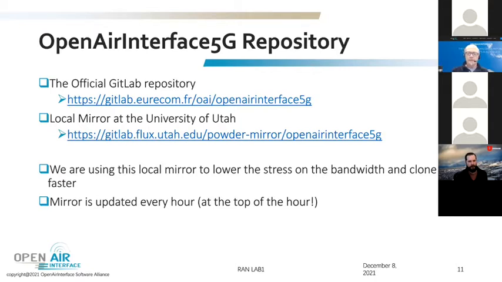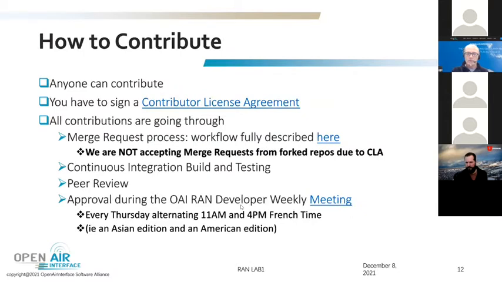Okay. How to contribute? Anyone can contribute. You just have to sign a contributor license agreement because the code will belong to the Alliance. All contributions go through the merge request process. I've also put a link on the workflow. We are not accepting merge requests from forked repos due to the CLA. That means you need to be registered on the repo to create a branch and a merge request. We go through continuous integration build and testing.